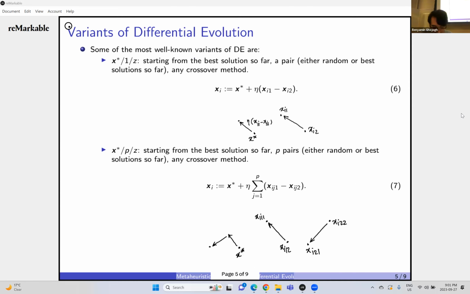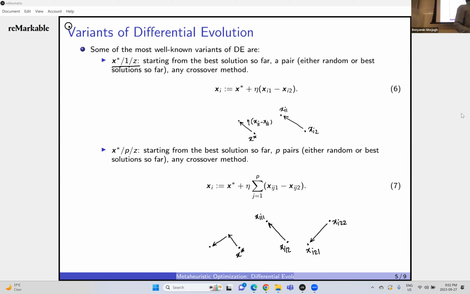Another variant is X star/1/Z. What do I mean? Let the X, which was the starting point, be the best solution found so far. I mean that when I want to mutate, let them be mutated around the best solution found so far. So let me search around my best solution. Of course, it is for exploitation, not for exploration.